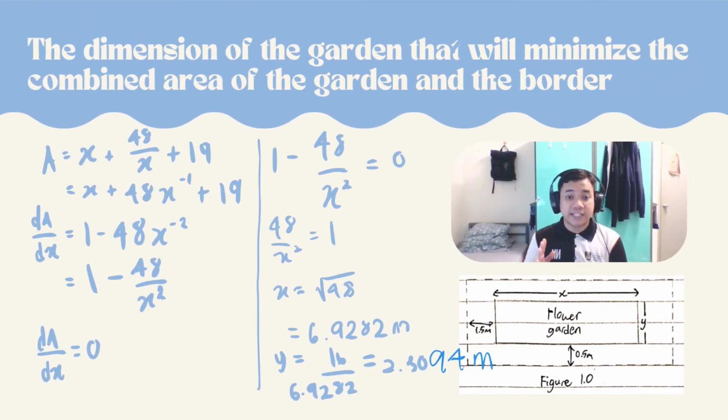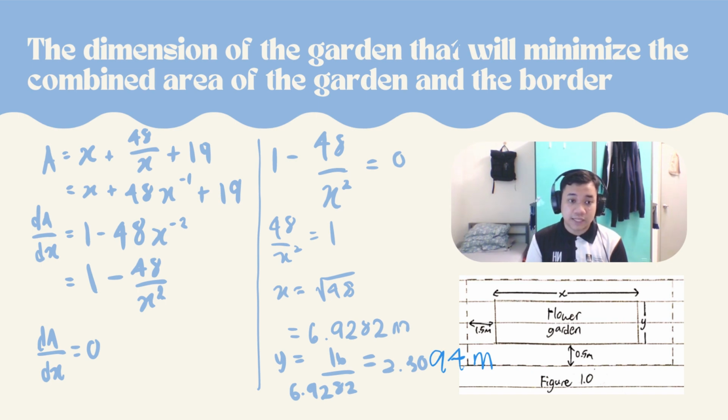Next, we can find the dimensions of the garden that will minimize the combined area. We already have the area that is x plus 48 over x plus 19. Then we can change it to x plus 48x to the power of negative 1 plus 19. After that, we will differentiate it to 1 minus 48x to the power of negative 2, or 1 minus 48 over x squared.